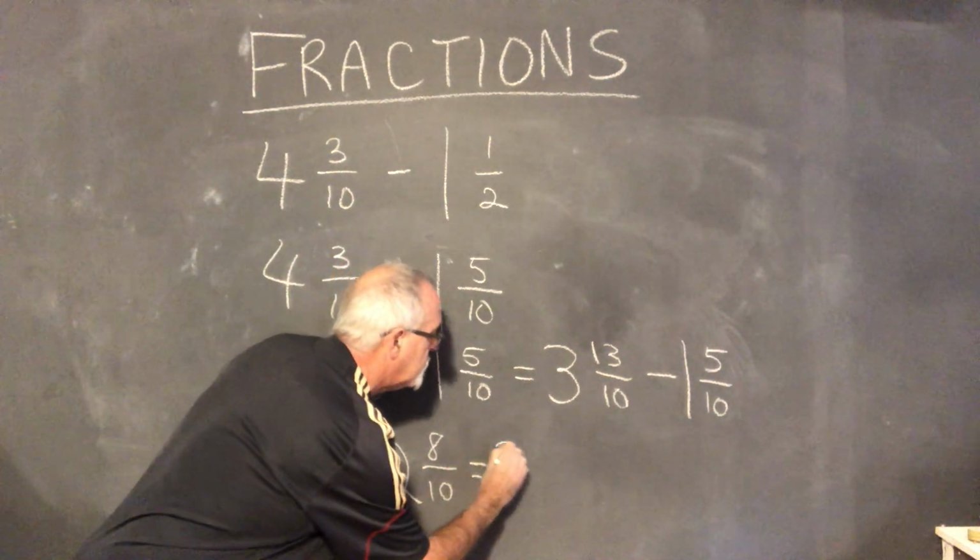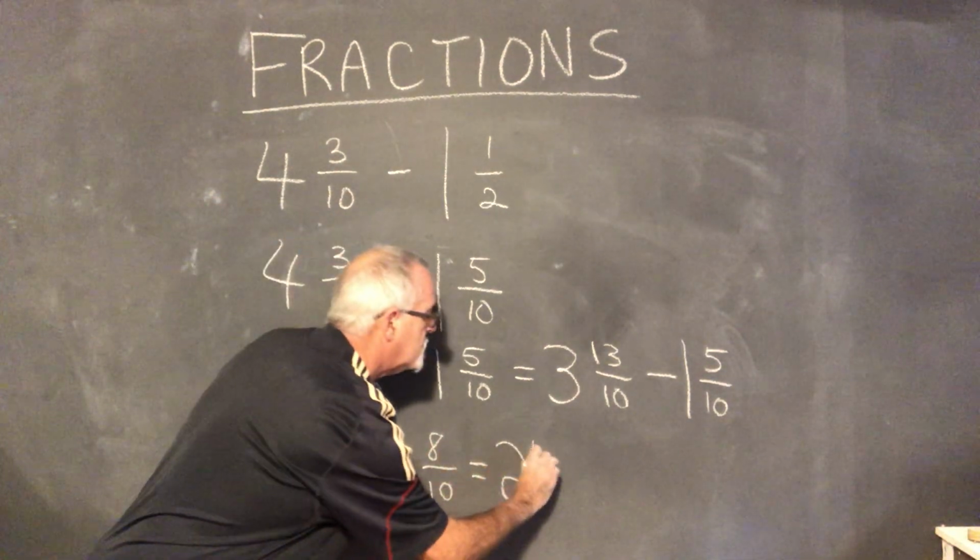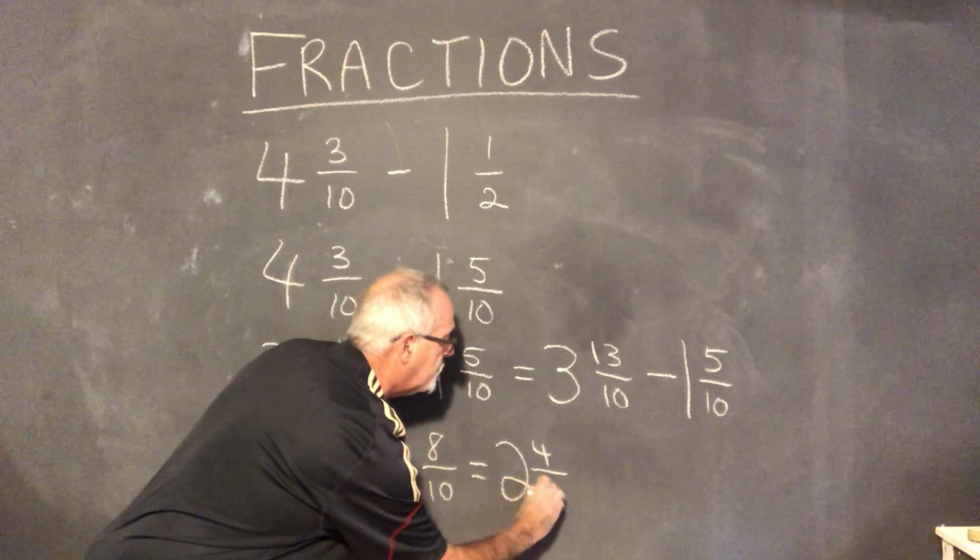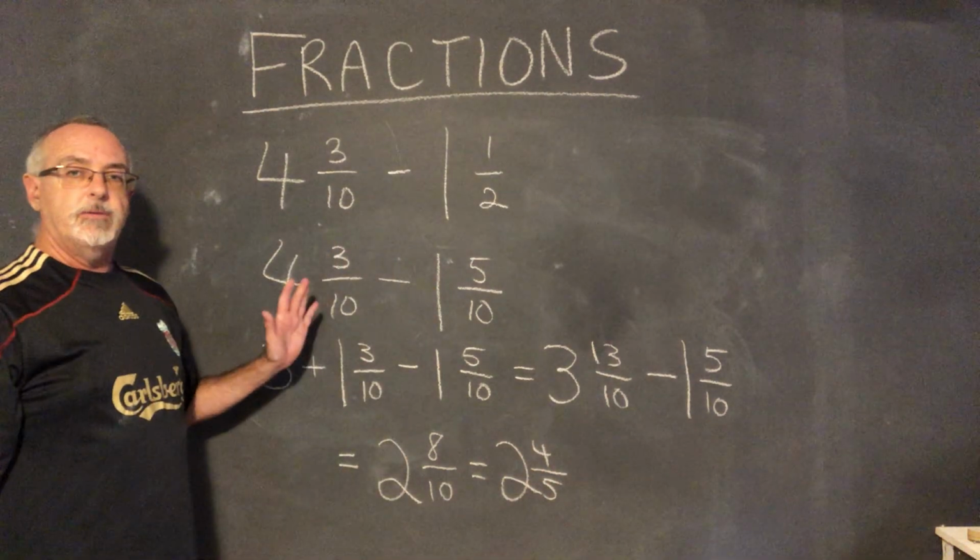So therefore the 2 doesn't change. 8 divided by 2 is equal to 4. 10 divided by 2 is equal to 5. 2 4/5 is our final answer.